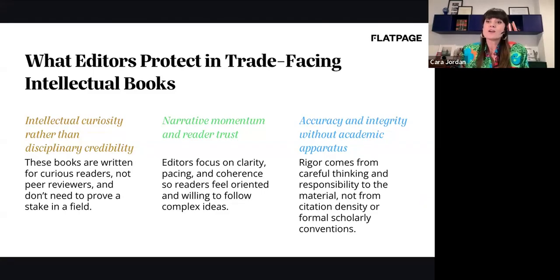Finally, these books require accuracy and integrity without relying on an academic apparatus. Seriousness comes from care with ideas and responsibility to the material, not from the number of citations you have or any other sort of formal scholarly conventions that you've been trained to use throughout your previous or even present life as an academic. When seen together as a whole, these are the conditions that allow intellectually ambitious books to work for general readers.